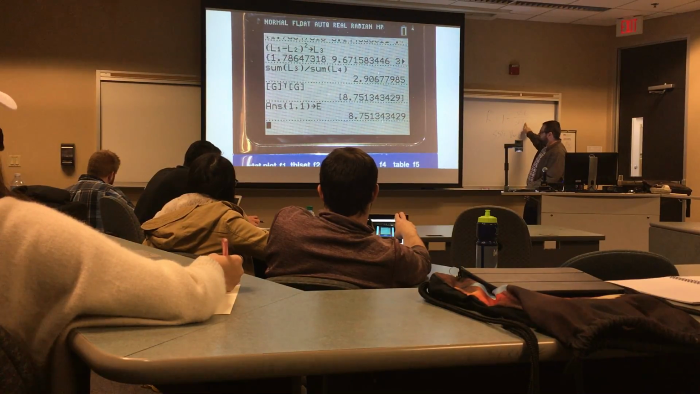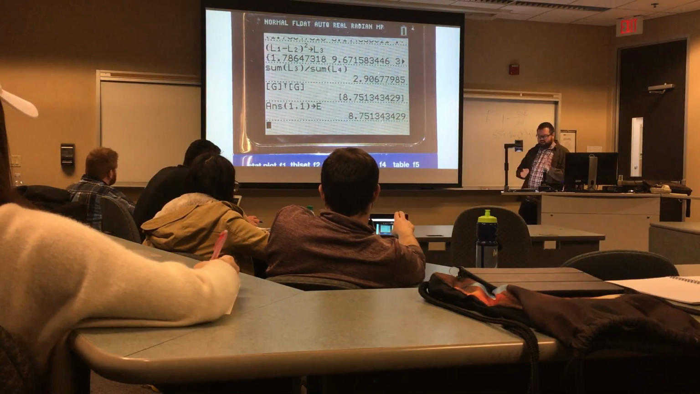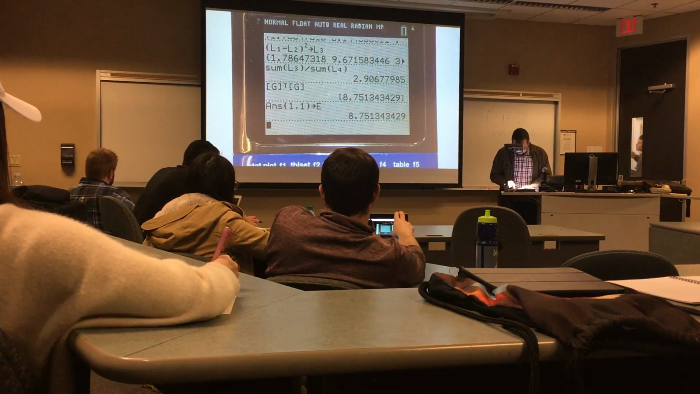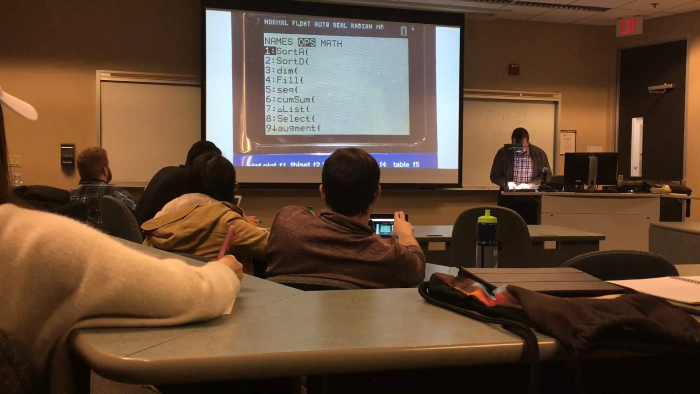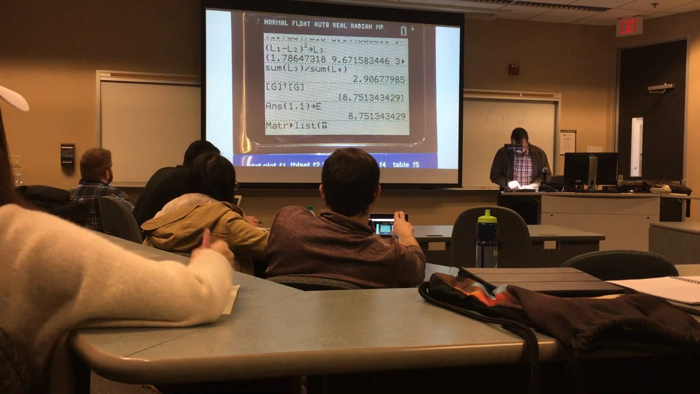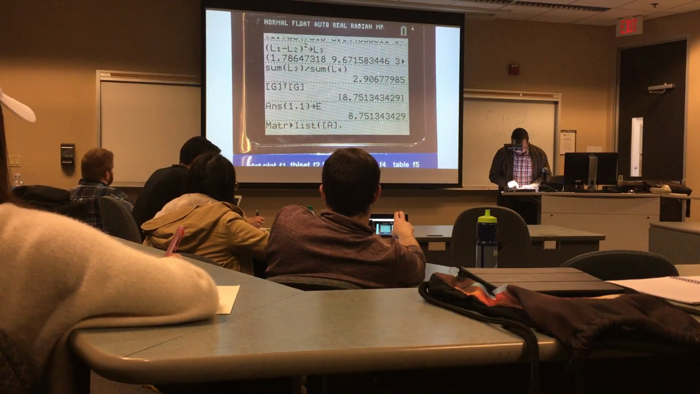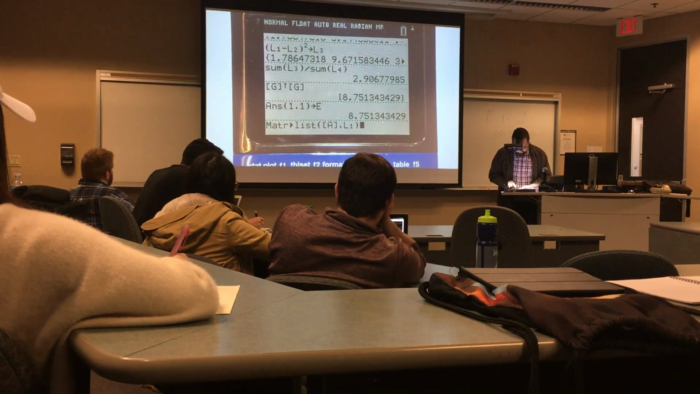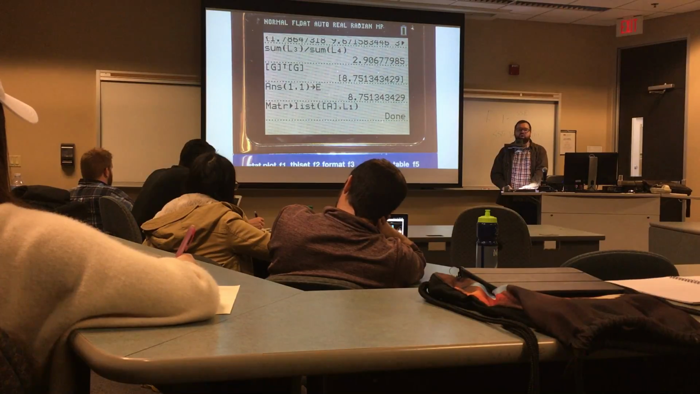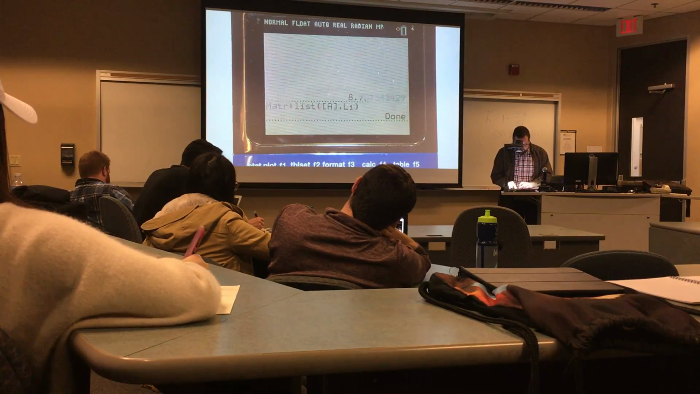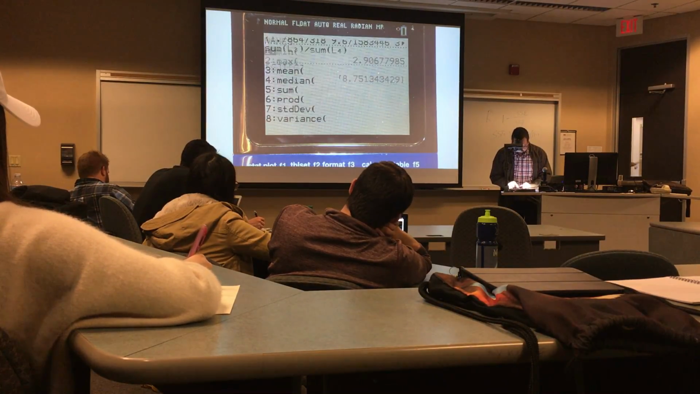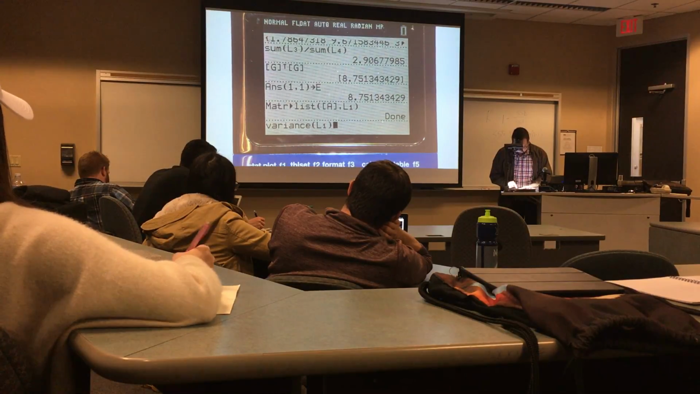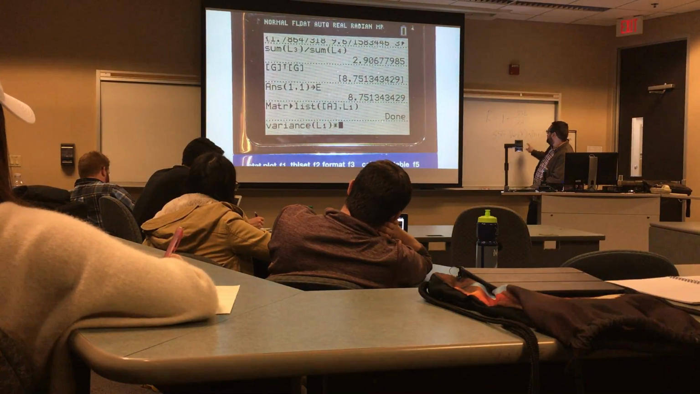Now I need SST, which we already determined. We can take our matrix A and put it into a list. So I'm gonna do matrix to list. Matrix A is going into list 1. Now I have it in list 1, and I can just do the variance of list 1 times n minus 1 is gonna be what?